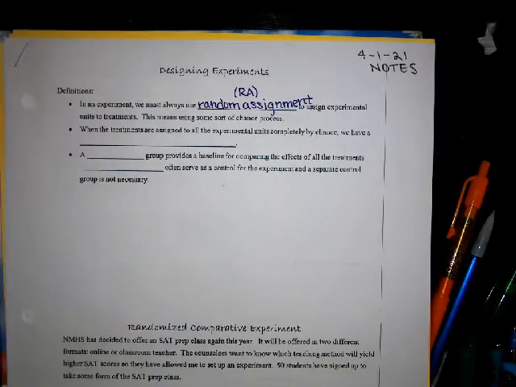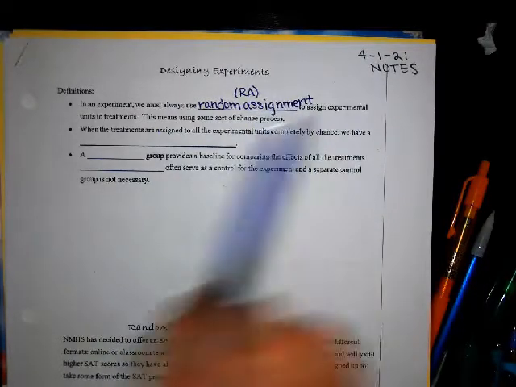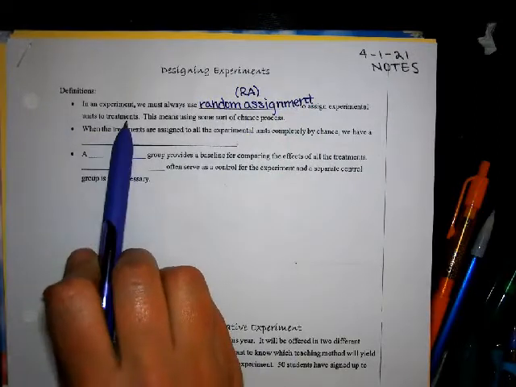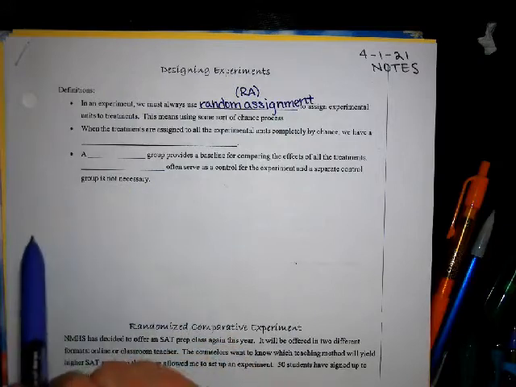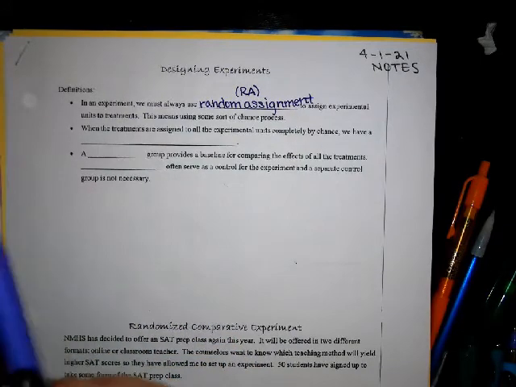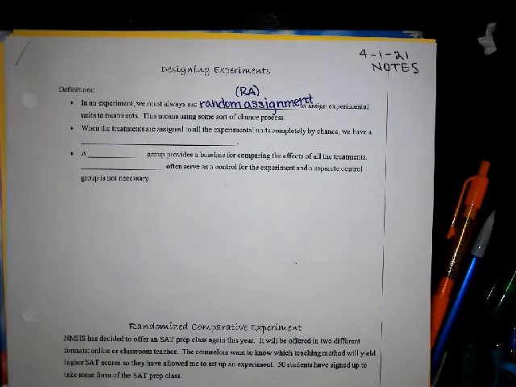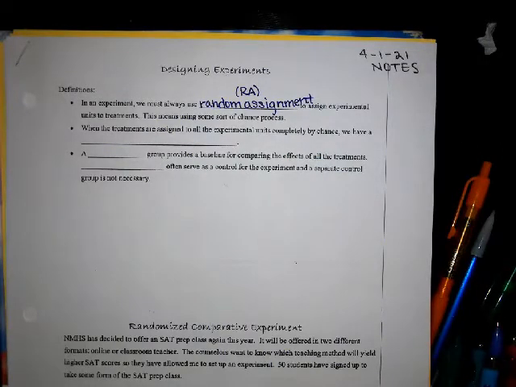So, you have to use random assignment to assign the experimental units to treatments. This means using some sort of chance process. So using table D if you want, or flipping a coin. Like if there are only 2 treatments, you could say heads is treatment 1 and tails is treatment 2 and just flip a coin for every individual. You could use dice, that's a chance.